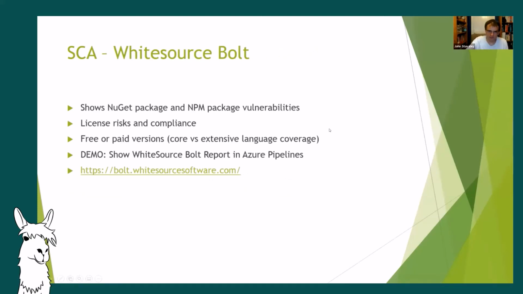Okay, so a variant on the theme, you can use this package called WhiteSource. It shows NuGet package and npm package vulnerabilities, similar but not the same as the dependency checker, and also shows license risks and compliance. Like if you're using a package that has a GPL license, for instance, then all of your software suddenly becomes open source and you didn't really want it to. It's got free or paid versions. The free version covers 6 languages. The 2 I'm interested in of that would be C# and JavaScript. And then the paid version has 80 languages.